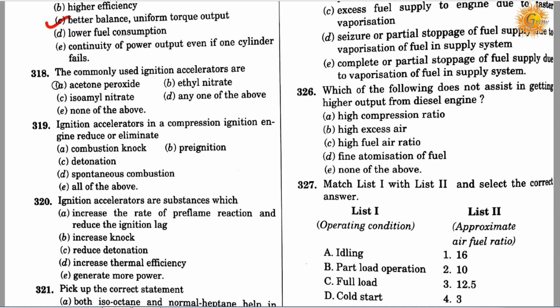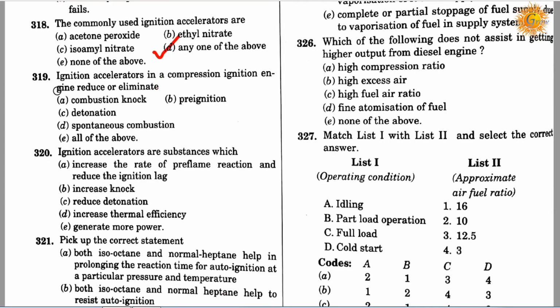Question number 318. Commonly used ignition accelerators are option A, acetone peroxide, option B, ethylene nitrate, option C, isoamyl nitrate, option D, any one of the above, option E, none of the above. Correct answer is D, any one of the above.